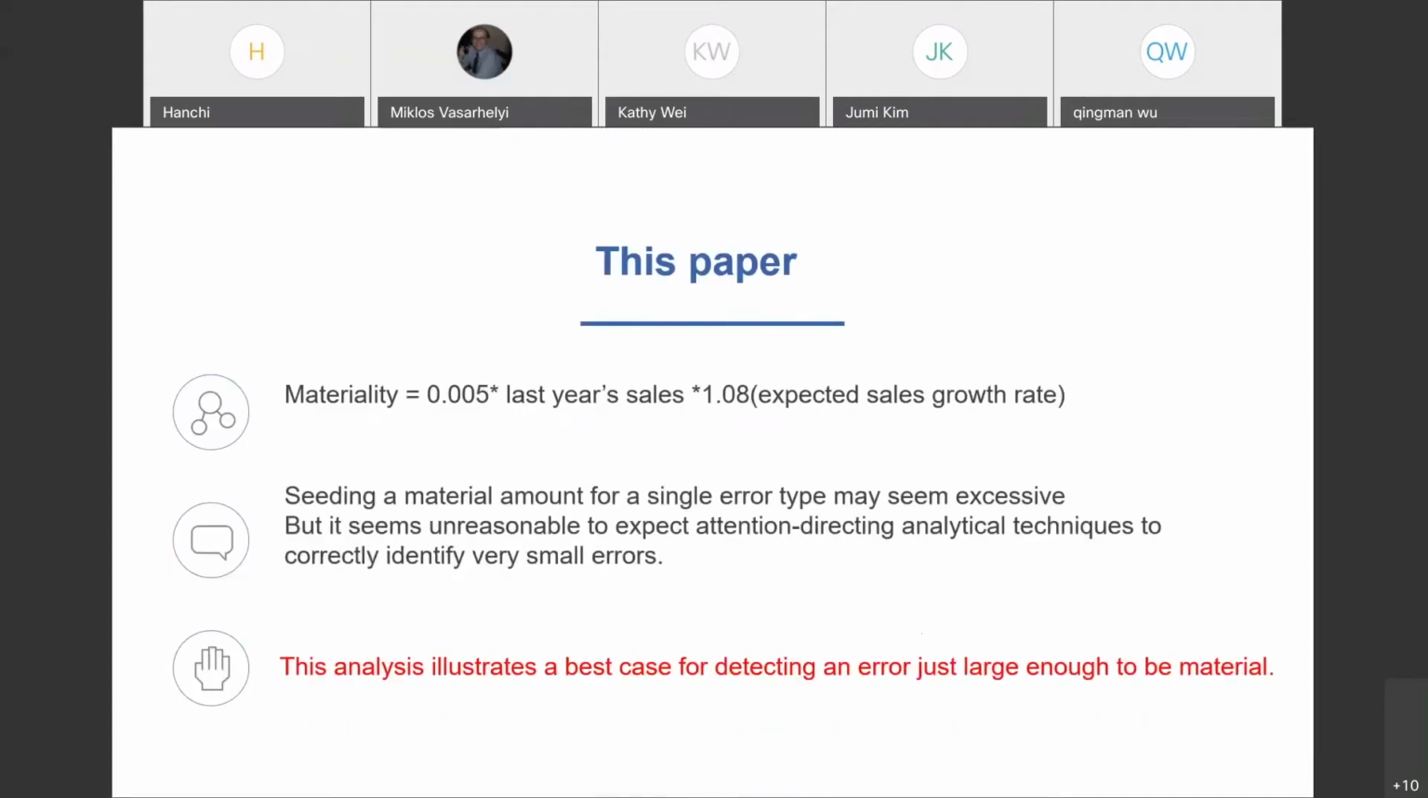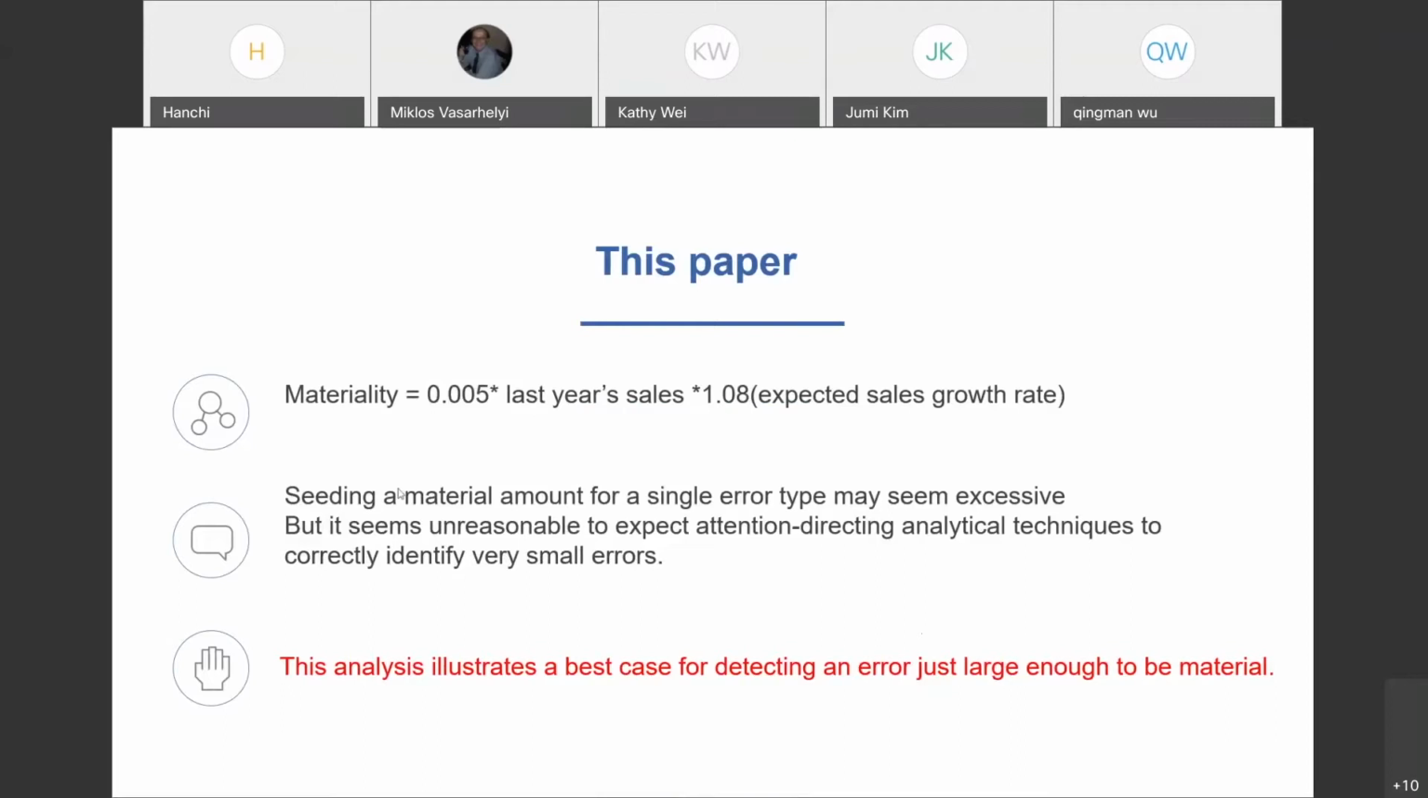First, we want to talk a little about how this paper measures materiality. Here is the formula. I want to explain that 1.08 is the expected sales growth rate. I will explain more details in the next slide.